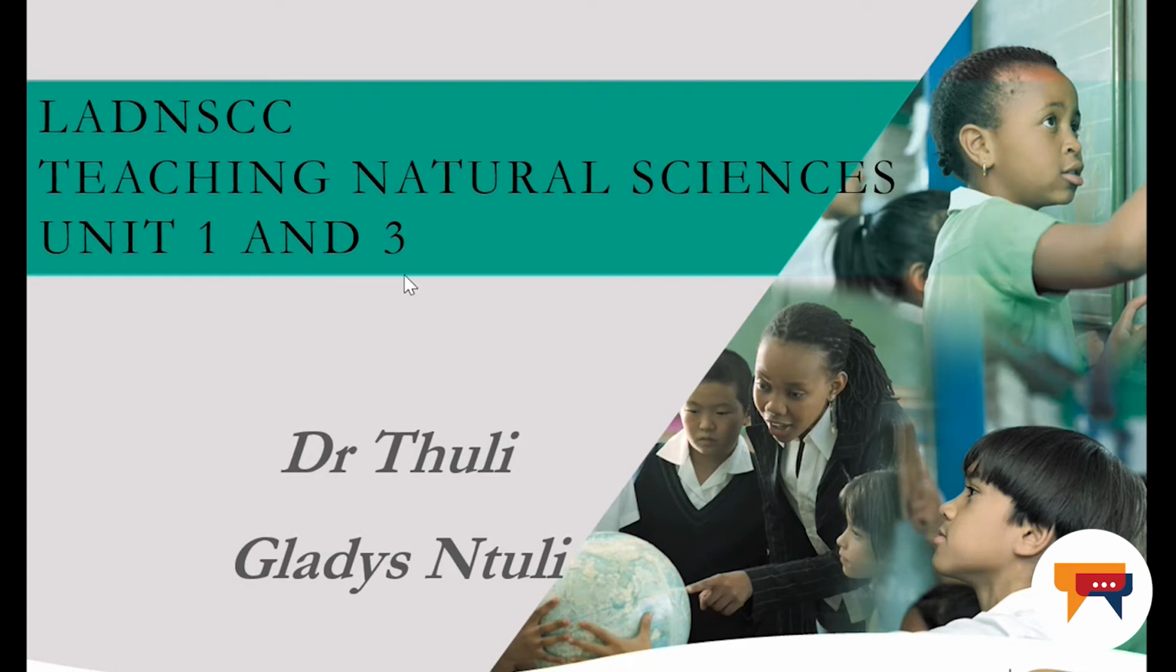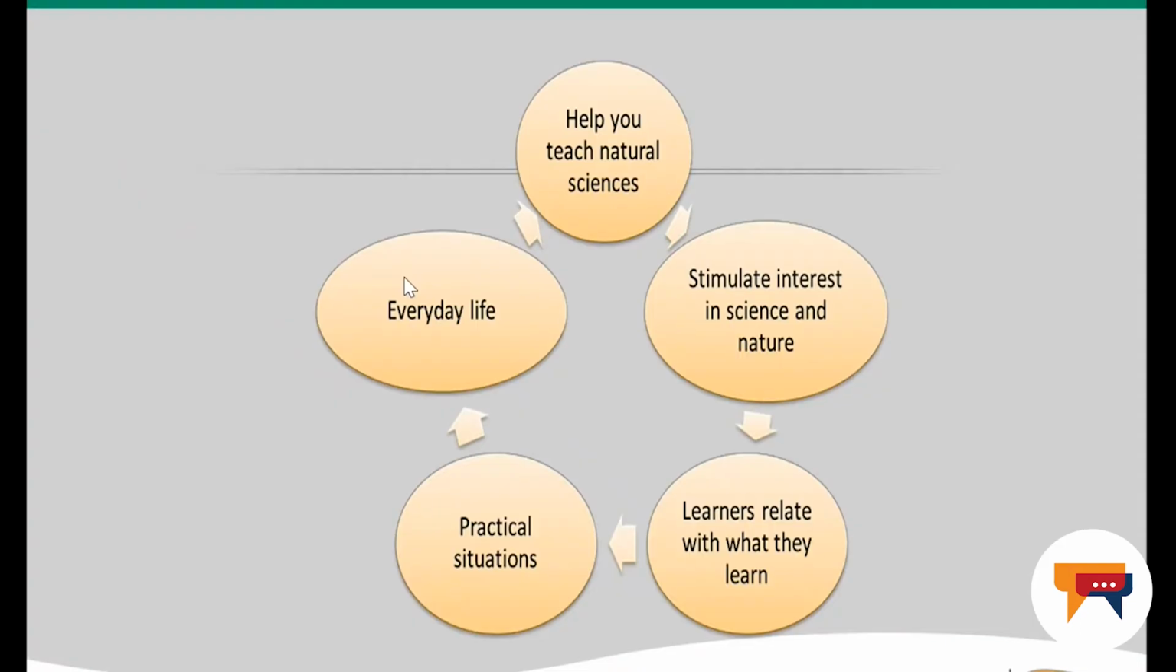The first thing that I would like to outline is the aim of the module. So the aim of the module, the outcomes of the module, what is natural sciences, the value of natural sciences, knowledge versus mental frameworks, children's science or child science, and lastly, the crucial information. So basically, the aim of the module is to help you teach natural sciences, to assist also in stimulating interest in science and nature, and to assist the learners to relate what they learn to their practical situations and everyday life.